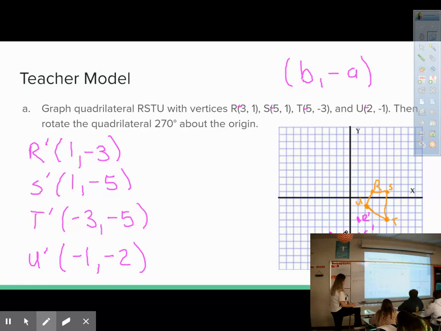You think you get a smart board? Yes. And U prime is to the left 1 and down 2.